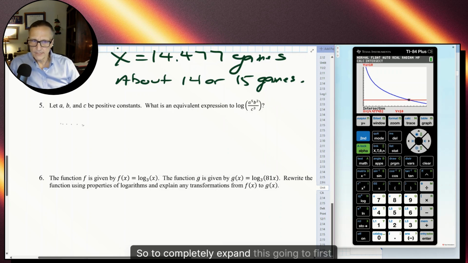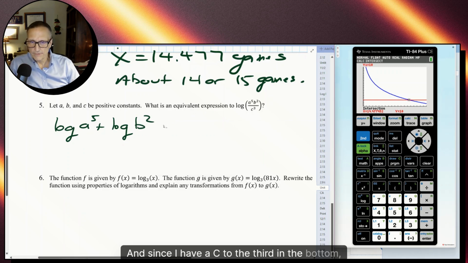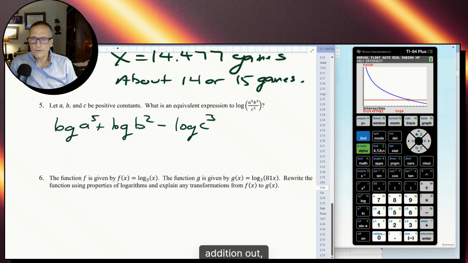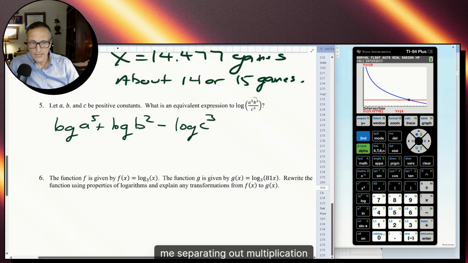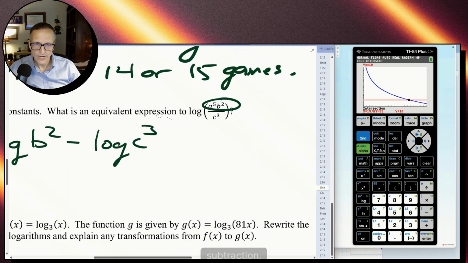So to completely expand this, I'm going to first separate out the multiplication by addition, right? So a to the fifth times b to the second inside my log is going to get split out by addition into two separate logs. And since I have a c to the third in the bottom, that's going to be a subtracted term. So I'm using the properties of logarithms. So that's my first step in expanding, separating out multiplication by addition, and then splitting out the division by subtraction.